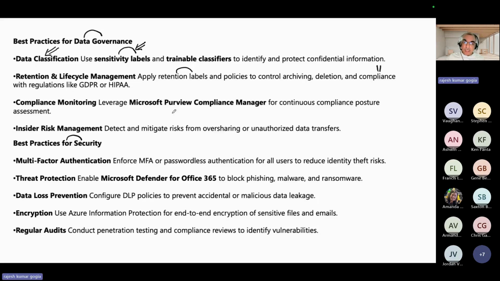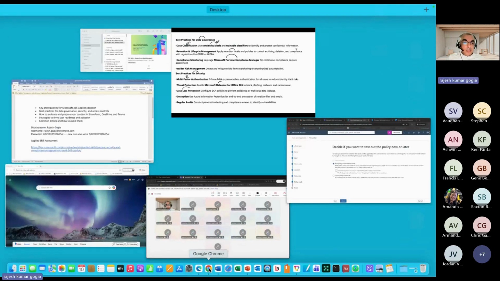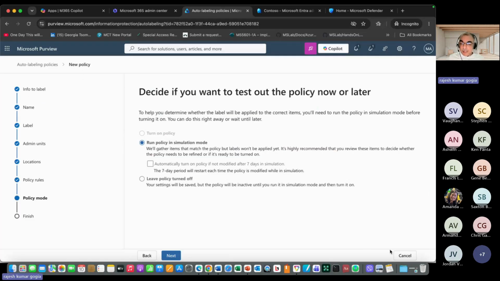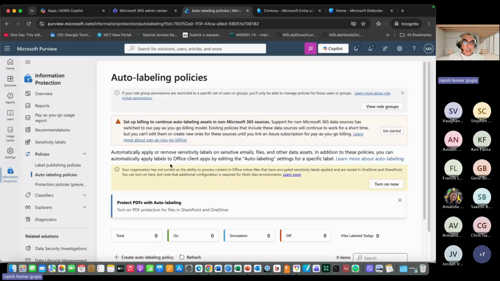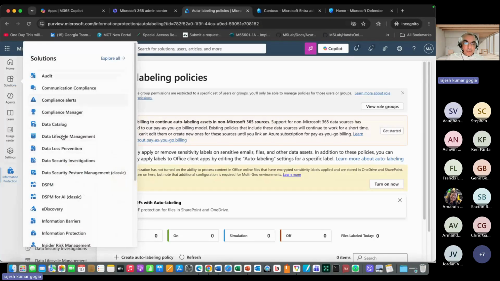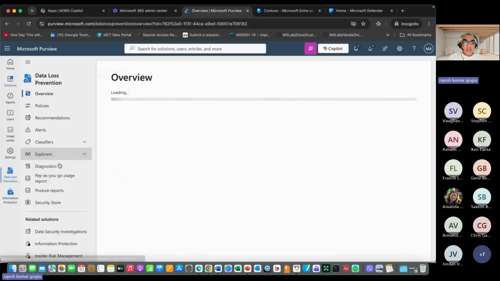And this entire monitoring for compliance happens with the Purview Compliance Manager. So from the best practices for security itself, again, they say that multi-factor authentication should be enabled. And for threat protection, they are going to use Defender. And to protect your sensitive data, they are going to use DLP. So these are nothing but the measures. And this again comes as a part of my policies. So if you see here, under Microsoft Purview, you've got something called DLP, data loss prevention.